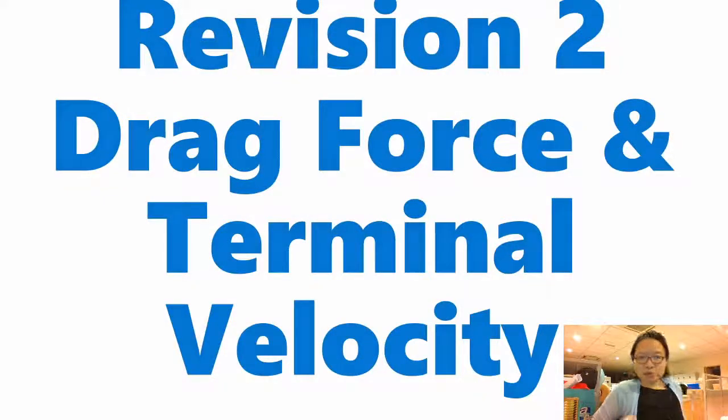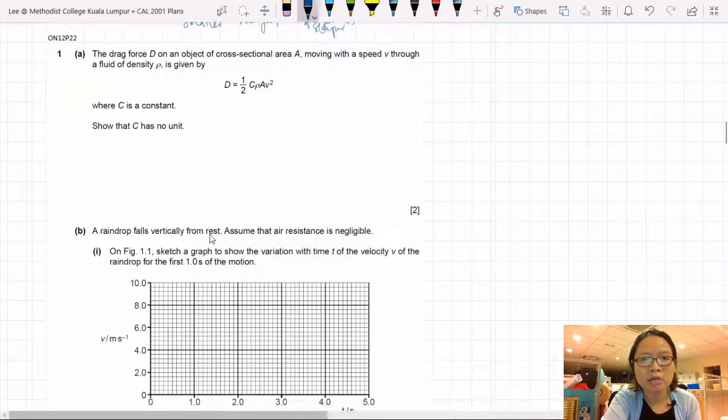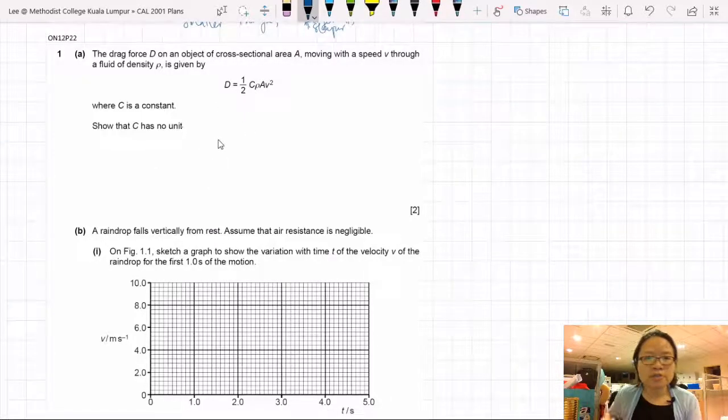Okay, welcome to revision 2. Here we'll talk about drag force and terminal velocities. I'm going to start off by doing a question. So this one, drag force, is given by this equation.